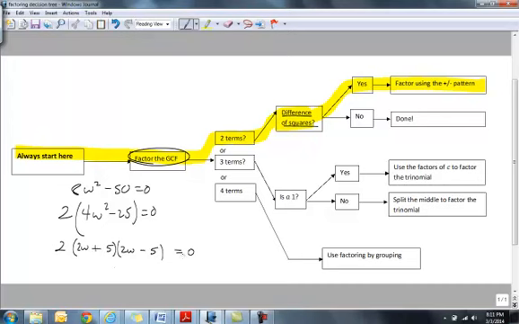Okay, so since we're supposed to solve, we're going to use the zero product property, set each factor equal to 0. So I'll just go down here. 2 equals 0, not true. That's not one of our solutions. But 2w plus 5 could equal 0, and 2w minus 5 could equal 0. So if I come back up here, I'm going to get w is equal to negative 5 halves. W is equal to positive 5 halves. Of course, you could just write it like this. That's just as good.